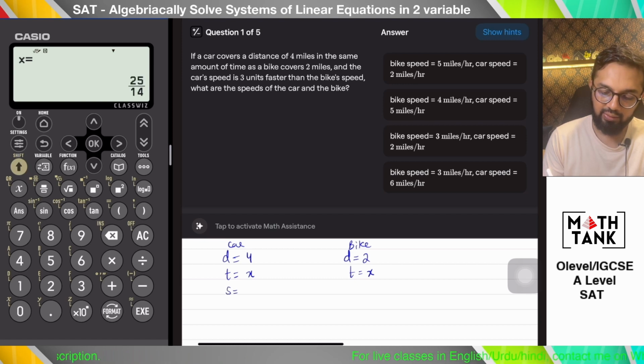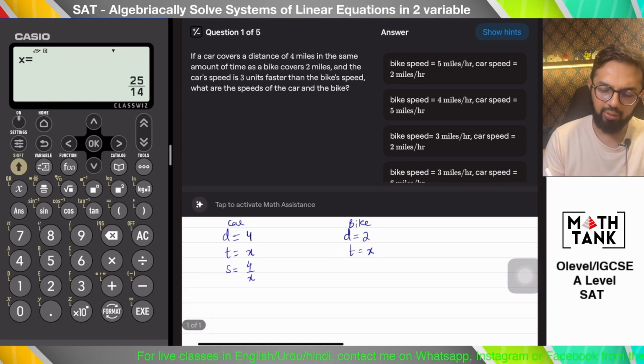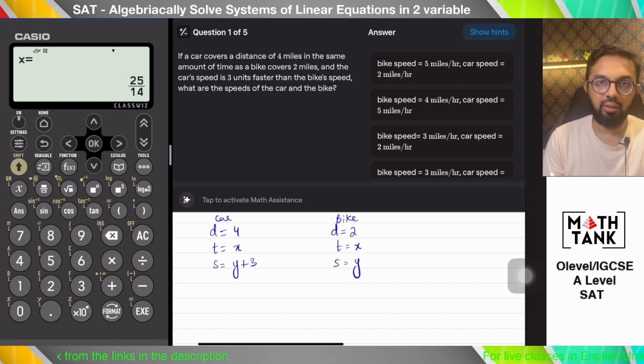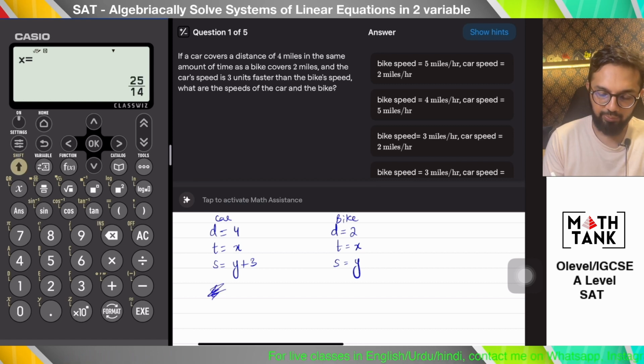So its speed is distance over time. Okay, I could also construct simultaneous equations. Let's do that. Let's call the bike's speed y, and the car's speed is 3 units faster than y, so y plus 3. When I construct an equation, speed equals distance over time, or time into speed equals distance. So x times (y plus 3) equals 4, and x into y equals 2.